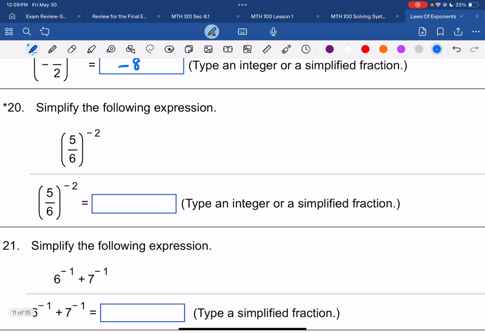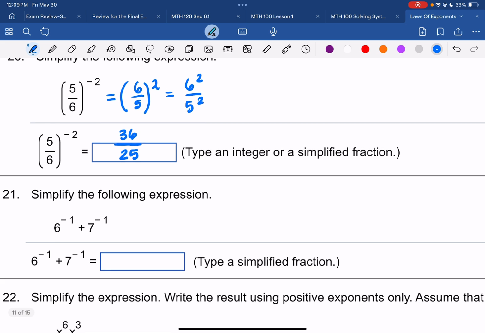Number 20. I'm going to do the reciprocal first, 6/5. Then I'm going to raise it to the second power, 6 to the second over 5 to the second, is 36 over 25. 36/25 is my final answer.